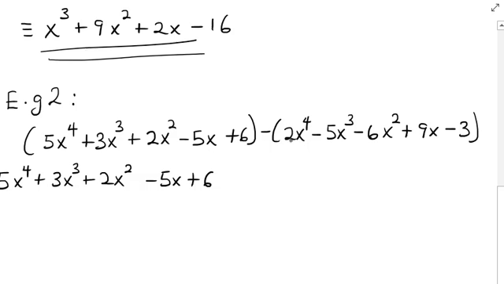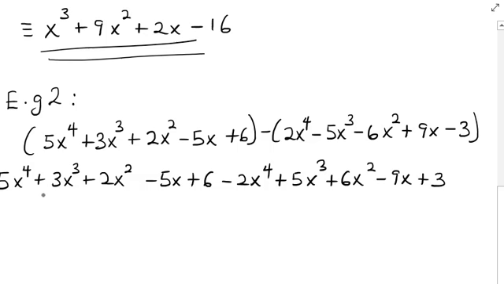So negative times positive 2x to the power 4 will be negative 2x raised to the power 4, from what we saw earlier on. Negative multiplying negative 5x cubed will be positive 5x cubed. Negative multiplying negative 6x squared will be positive 6x squared. Negative multiplied by positive 9x will be negative 9x. Negative multiplied by negative 3 will be positive 3.